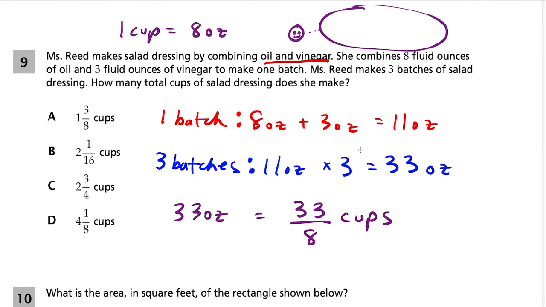So now we just have to work this out. 33 divided by 8. 8 goes into 33 4 times, and 4 times 8 is 32. So we have a remainder of 1, and that remainder of 1, since we're dividing by 8, is going to go under a denominator of 8. So our answer is going to be choice D, 4 1/8 cups.